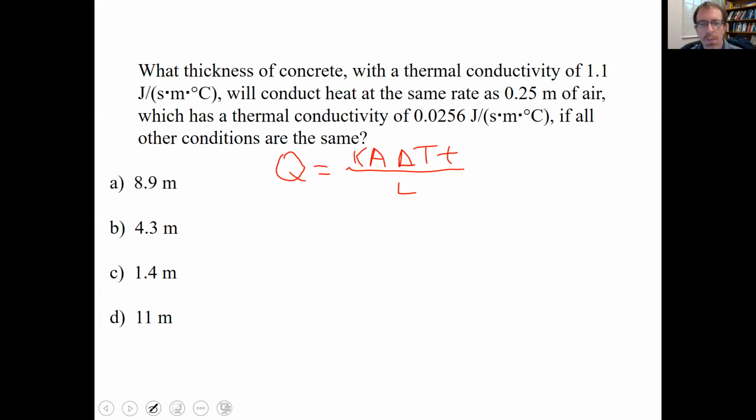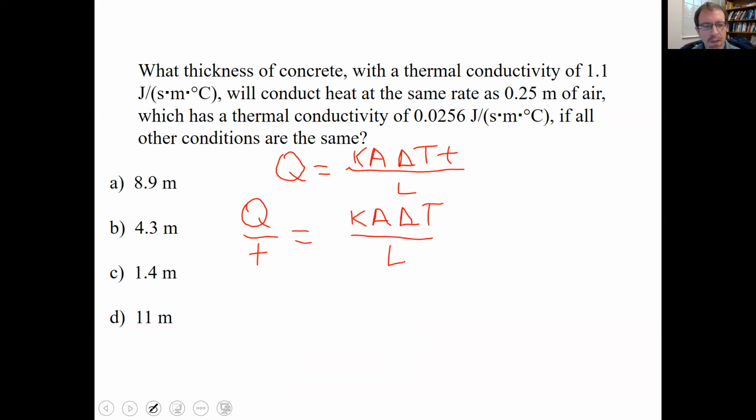There we go. So we're asked about the rate at which these two different materials conduct heat. A rate is an amount over time. Specifically, the rate of heat conduction is the amount of heat per unit time. So if I divide both sides of this Q equation by time, I end up getting that Q over t is equal to kA delta T over L.